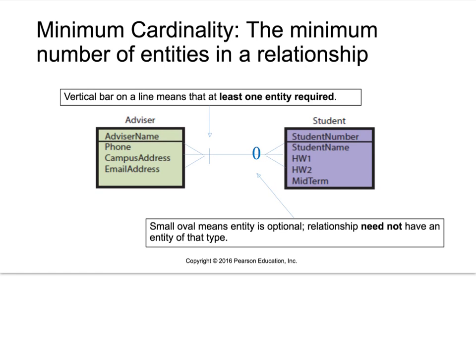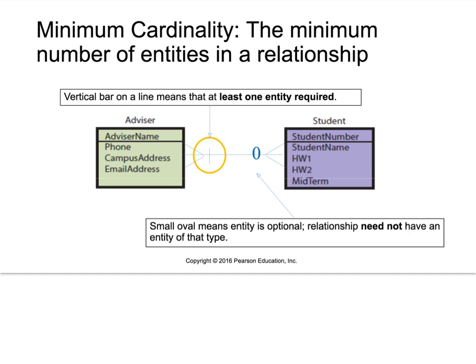Another important concept in ER diagrams is the notion of minimum cardinality, the minimum number of entities in a relationship. Looking at the advisor-student relationship, we know that it is many-to-many. Let's assume that students in the college must have an advisor. And let's further assume that advisors need not advise any students. Given this information, we can know that in the advisor-student relationship, there must be at least one advisor, and there need not be any students.